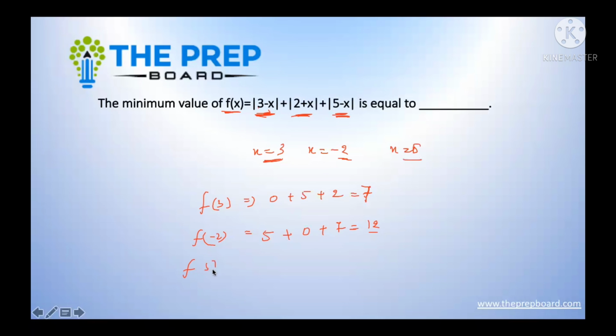We'll find the value of f(5), and f(5) becomes 3 minus 5, which is -2, apply the mod so it becomes +2, and this is 7, and finally this is again 0. The value becomes 9. So out of the 3, we can see the least value of this function is 7, and this is our desired answer. We need not check anything else. Whether they ask minimum or maximum, we always get the answer in this way.